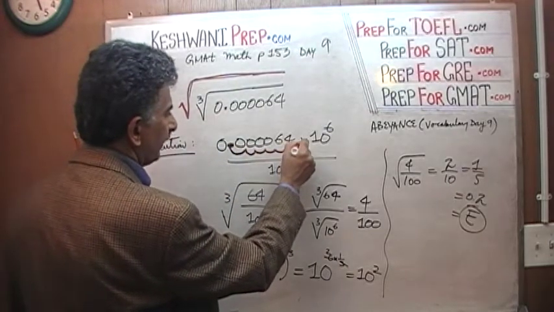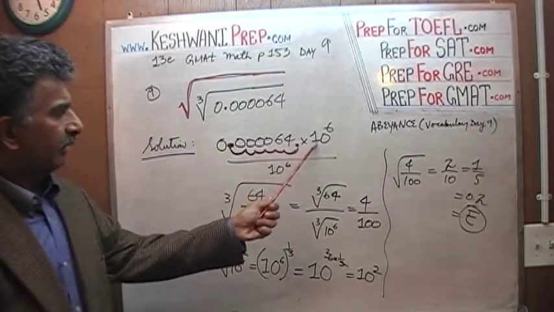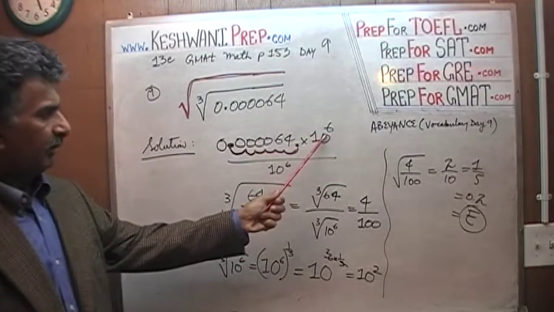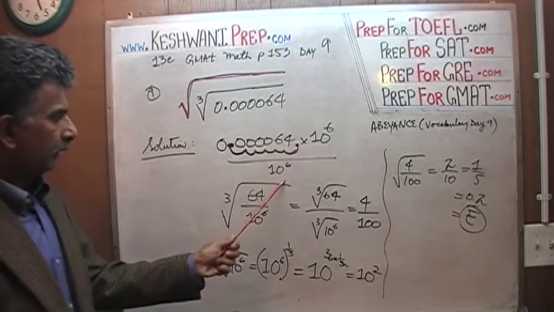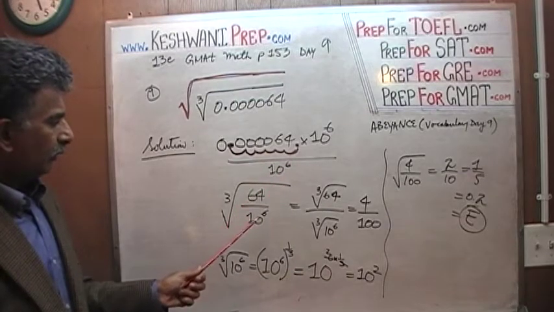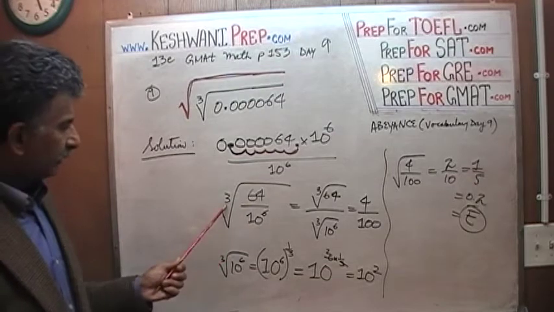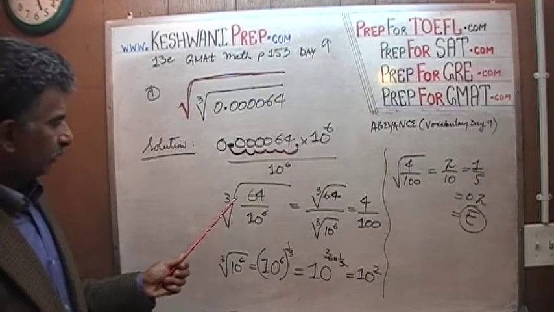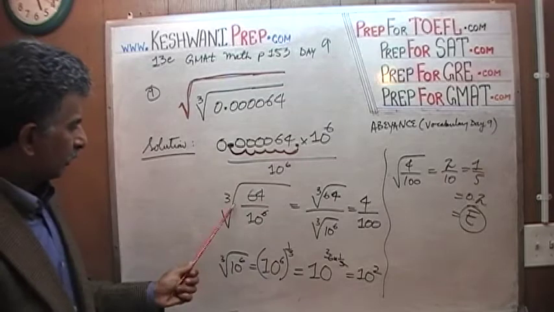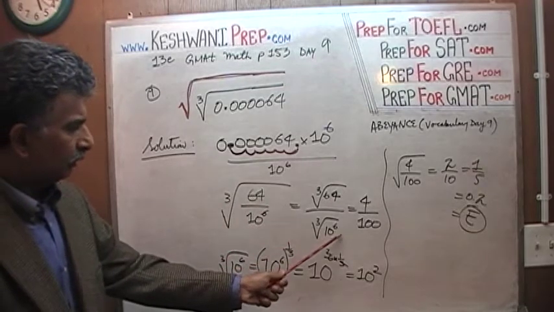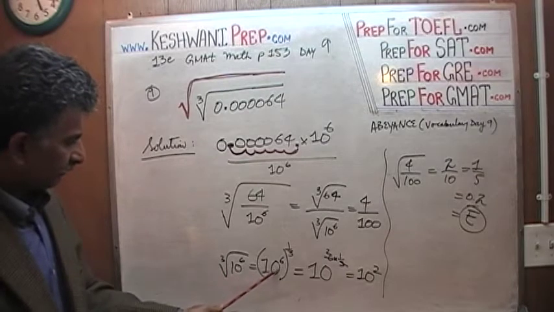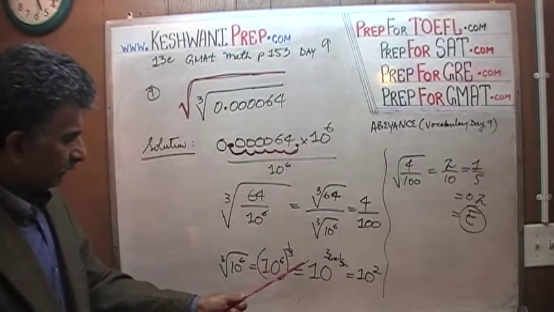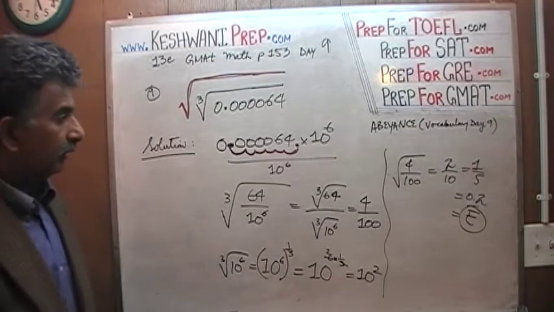The decimal will end up here if we multiply this quantity by 10 raised to 6. But since we multiplied the top by 10 raised to 6, we have to divide by 10 raised to 6 to undo it. So this boils down to 64 over 10 raised to 6. Then we take a cube root of it, which is very easy. Cube root of 64 is 4. Cube root of 10 raised to 6 is 10 raised to 6 raised to 1/3, which is 10 raised to 2, which is 100. So that's it.